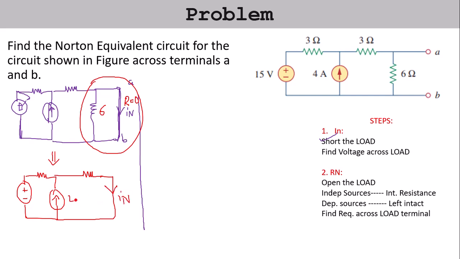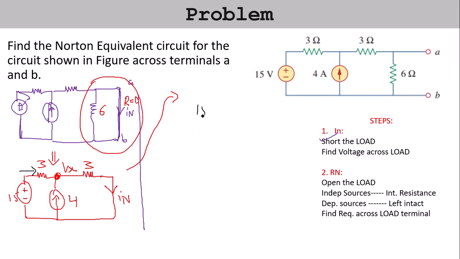This is 4, this is 3, this is 3, this is 15. Now in this circuit we have to find the Norton current. Now how will we do it? We can use the concept of nodal analysis again, and we will assume here some voltage Vx. So we can write, assuming these as the current directions.